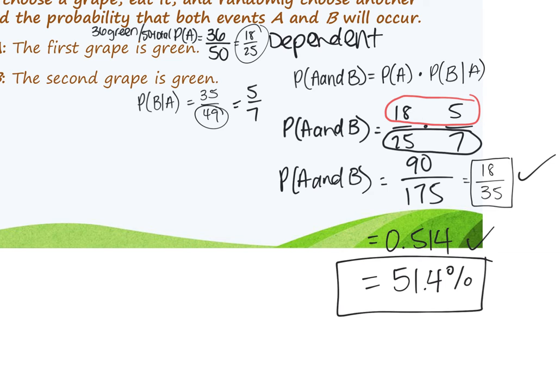Okay, now, what if this question said that we replace the green grape before we choose the second grape? How would that change this problem? If this question said, after we pick the first grape, we replace that grape, and then we choose the second grape, it makes it independent. So what would be my two probabilities? It would be 36 over 50, and then what?